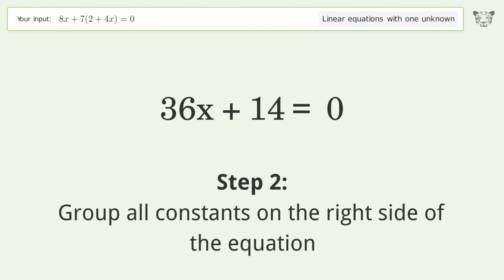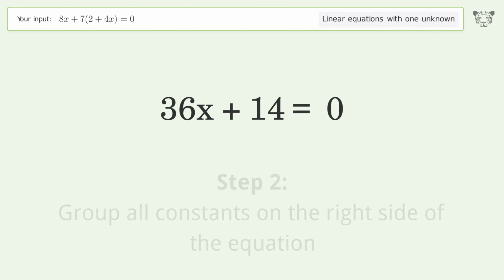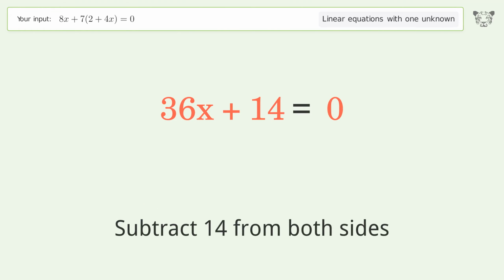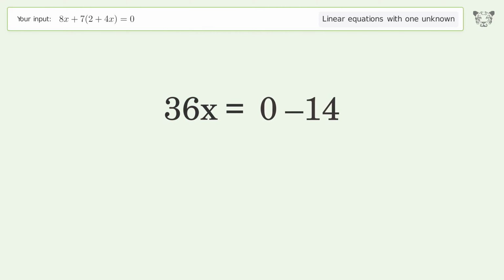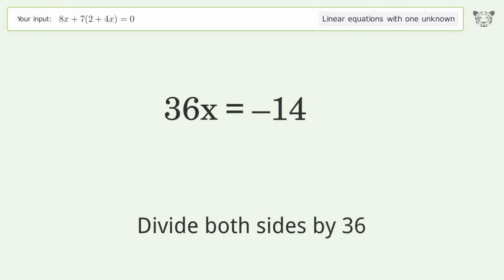Group all constants on the right side of the equation. Subtract 14 from both sides. Simplify the arithmetic. Isolate the x. Divide both sides by 36.